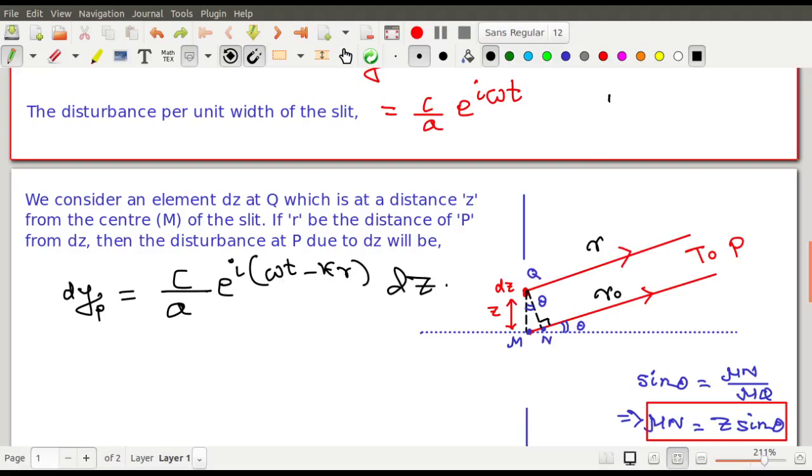And you know that if the disturbance over here is something e to the power i omega t, so at a distance x it will be i omega t minus kx, and that is what I call a progressive wave. That is what is called a progressive wave: e to the power i omega t, and then e to the power i omega t minus kx. That is the wave is advancing. Otherwise that would have been a stationary wave. So e to the power i omega t minus kr, that is the wave disturbance that you have at the point P.